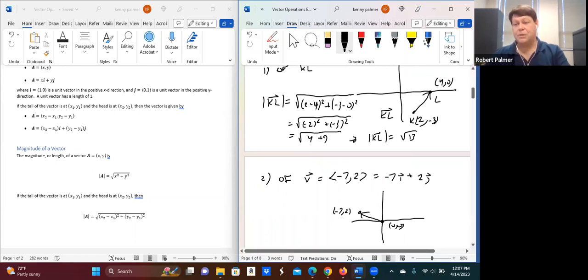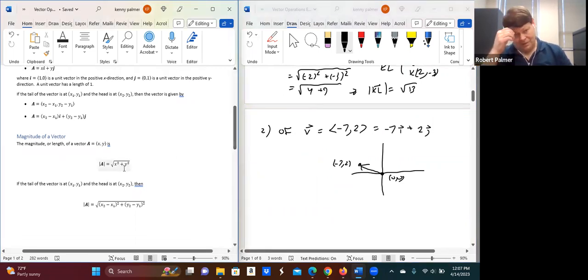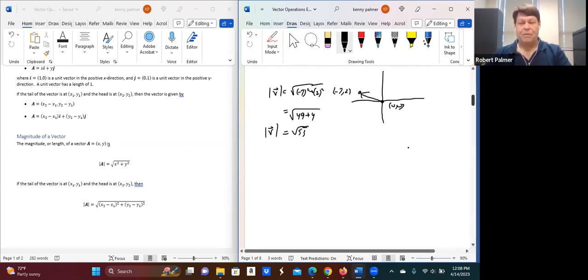Okay. So here we also essentially use the distance formula, but here's the simpler case when the tail is the origin. So the magnitude of v is going to be the square root of negative 7 squared plus 2 squared. Negative 7 squared is 49, plus 2 squared is 4. And so that's going to be the square root of 53, which we can't simplify. But that's the magnitude of that vector's length. Depending on what kind of situation we're given, we can easily find the magnitude of the vector.